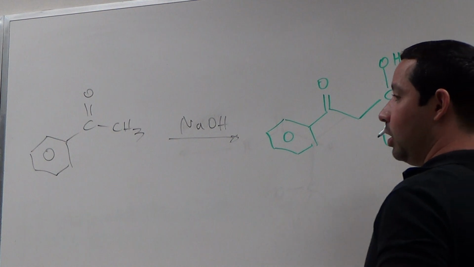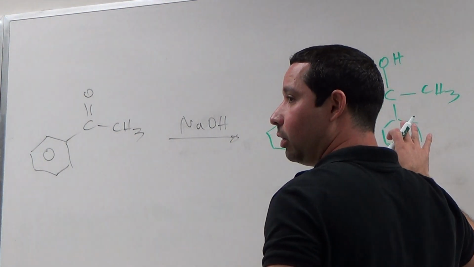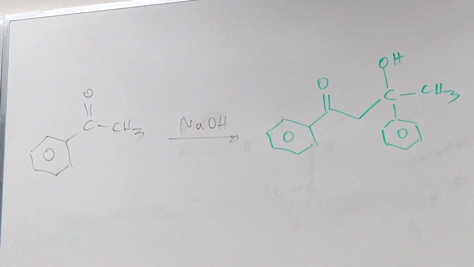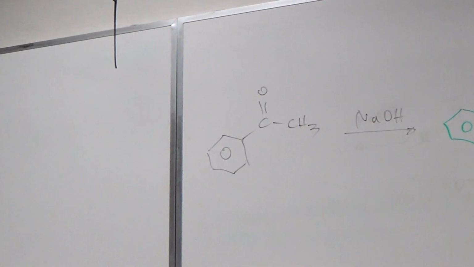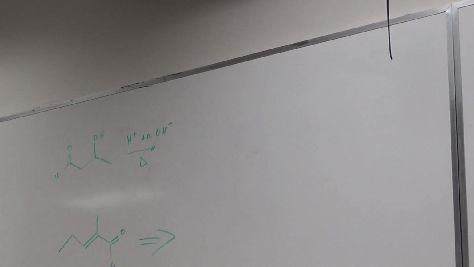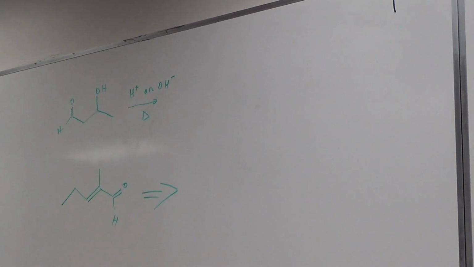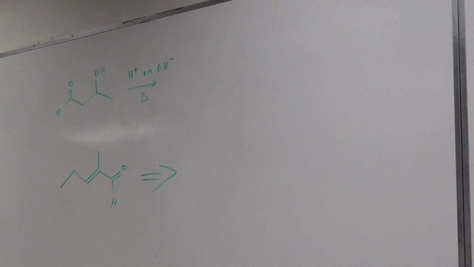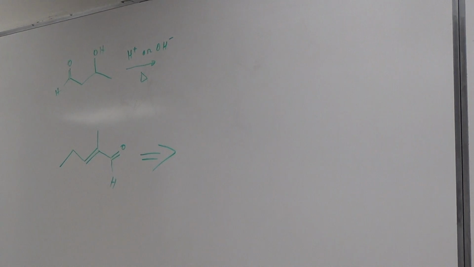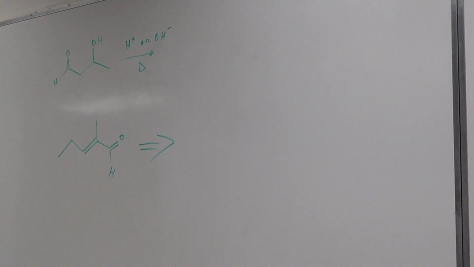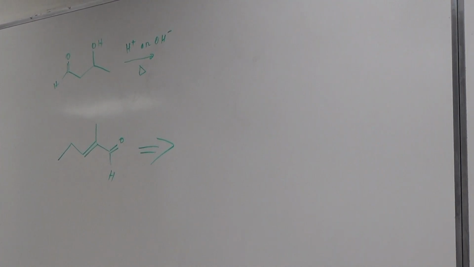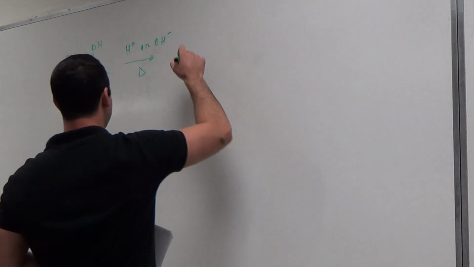If I treat this with, let's say, heat now, what do you get? Alpha beta unsaturated carbonyl, yes? So I treat this with H plus or OH minus and heat. The important thing here is what? Heat is the important thing, yes? Because heat is going to favor elimination.